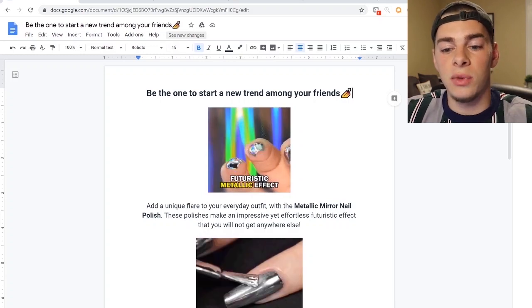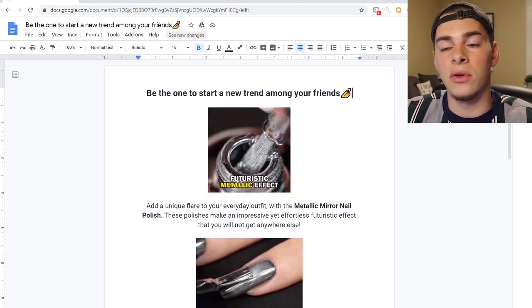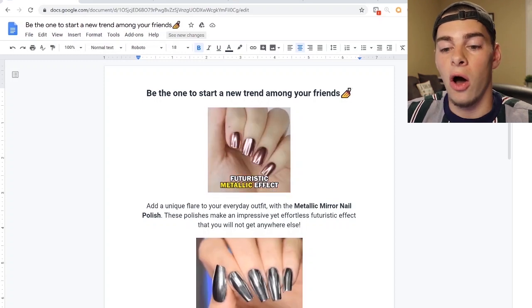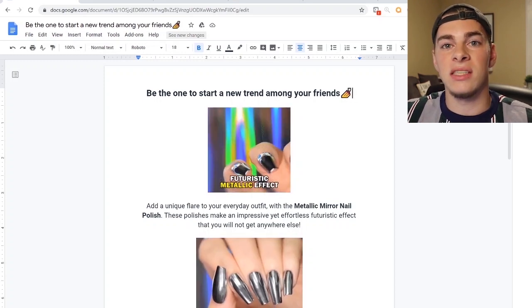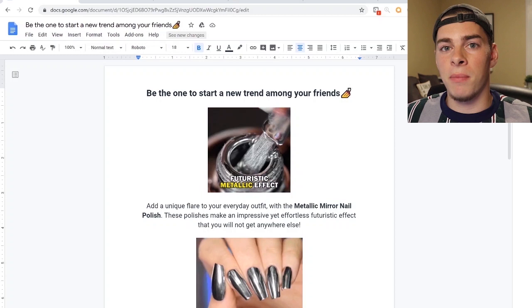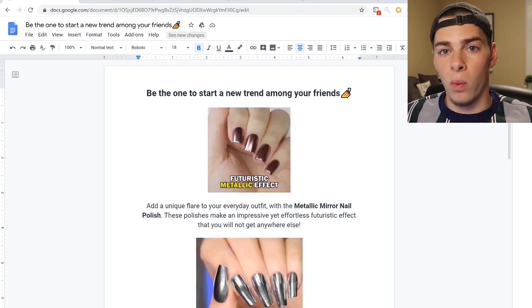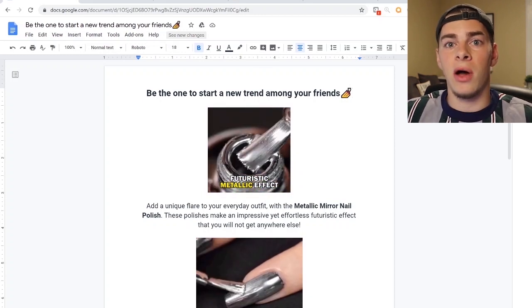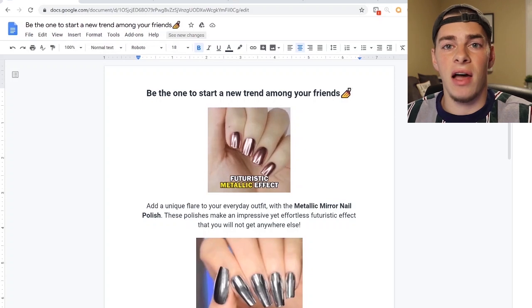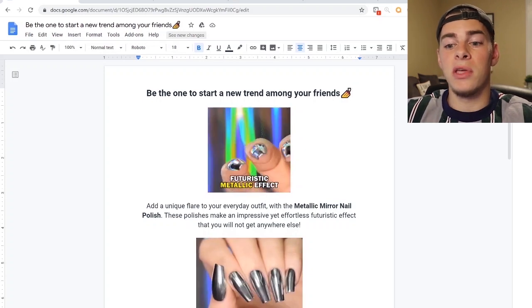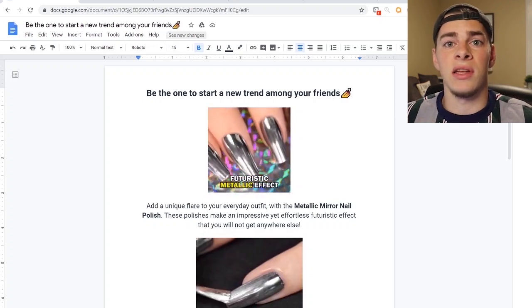So as you can see here, we started off with "be the one to start a new trend among your friends." Now I always like to start with one piece of text right here that is just something that grabs their attention, like one of the most important things about the product. So let's say it's like a campfire starter. It would be something like "be the one that saves the day in the event of an emergency while camping with your friends or family," right? Just something that really stands out and catches their attention.